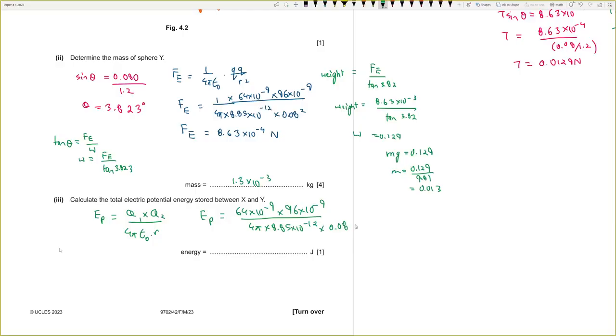You could just divide Fe by R, that would also be okay. 64 into 10 to the power minus 9 times 96 into 10 to the power minus 9 by 4 pi times 8.85 into 10 to the power minus 12 times 0.08, which gives you a value of 6.9 into 10 to the power minus 4. That's good.